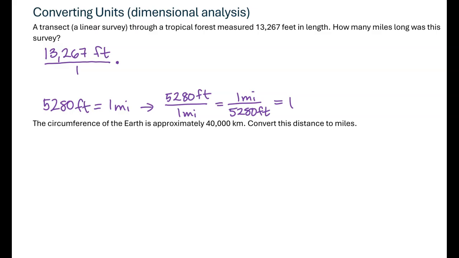So now we have to decide which of these fractions we want to use. Our goal is to cancel out feet and end up with miles. So we'll want this second fraction. Basically, I'm looking at this and saying, okay, well, if I have feet on the top of my original fraction, I need feet on the bottom if it's going to cancel. And units cancel just like factors would cancel out of a fraction. So we can say, okay, feet divided by feet, that cancels out completely. And what I'm left with is just miles for the units. And I have the 13,267 that I need to divide by 5,280.